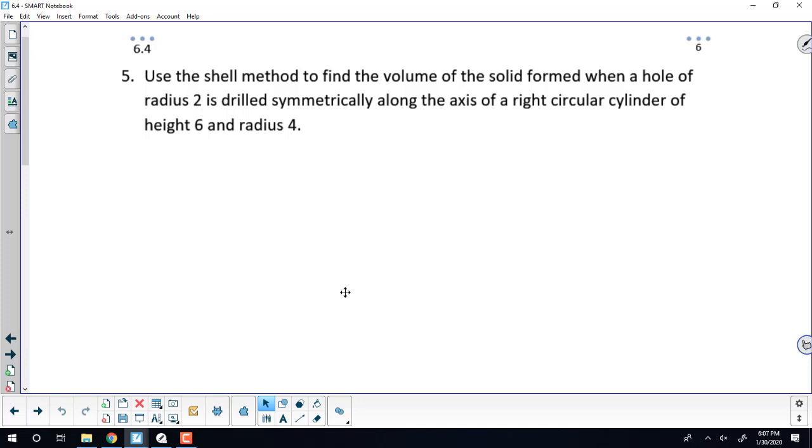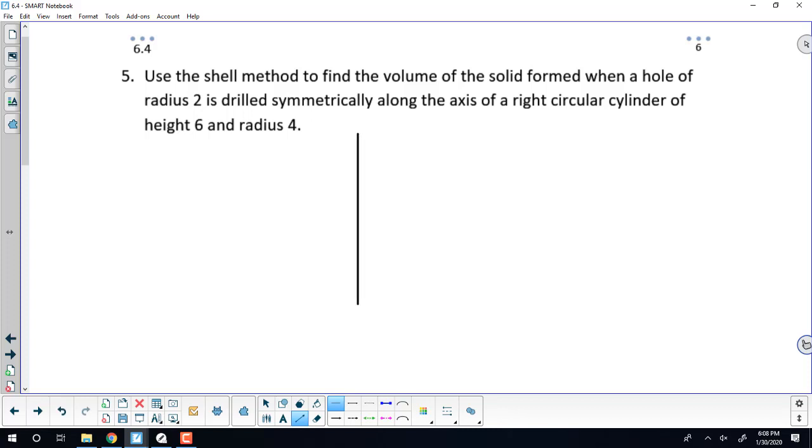So yeah, I guess we can revisit this. The last example in 6.4 that we looked at was where we were revolving it around a different axis, not the x or the y axis. We did have another example like that, but we're running a little behind. So here it says use the shell method to find the volume of a solid formed when a hole of radius 2 is drilled symmetrically along the axis of a right circular cylinder, height 6, radius 4.